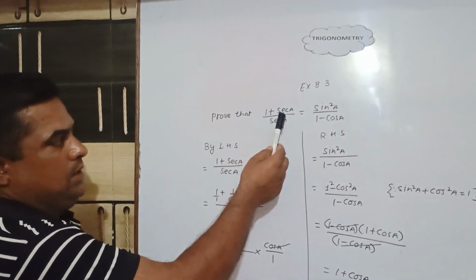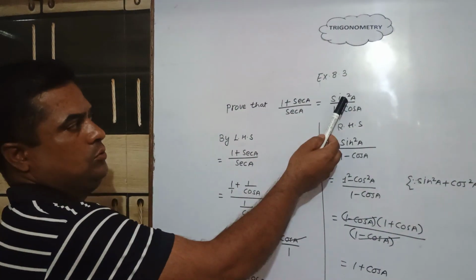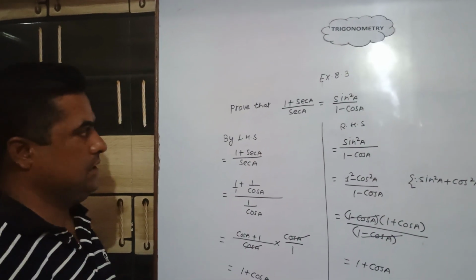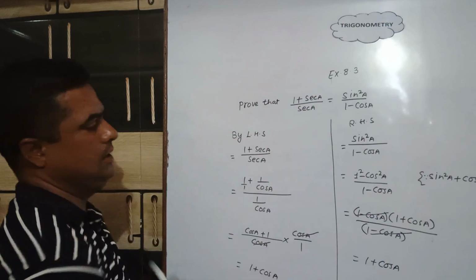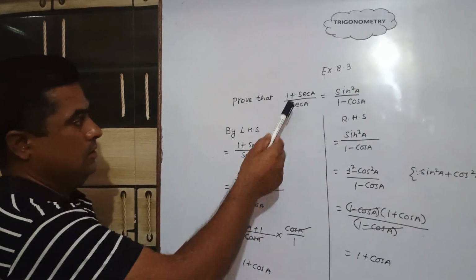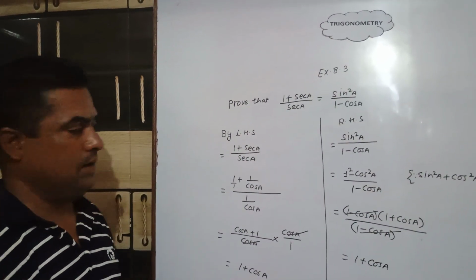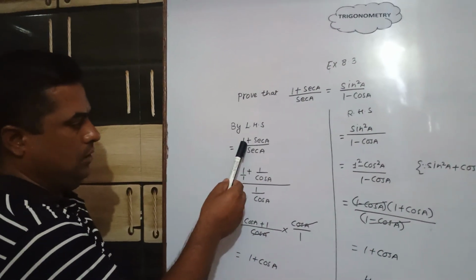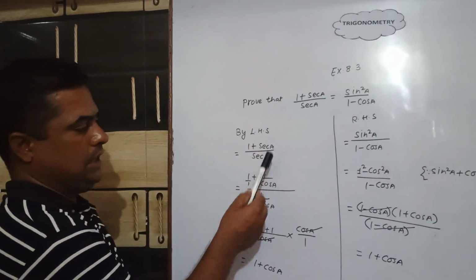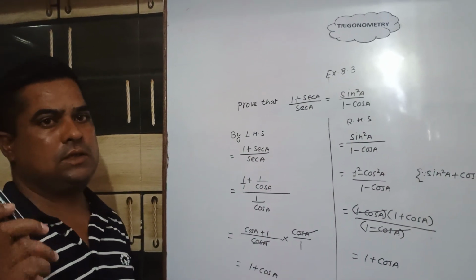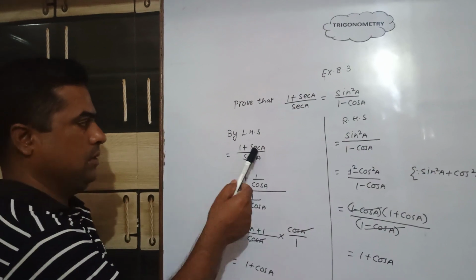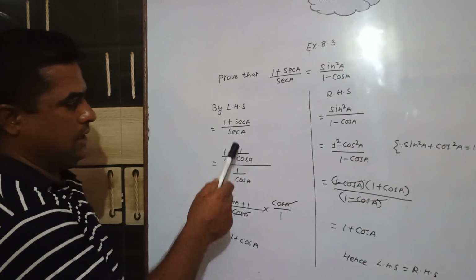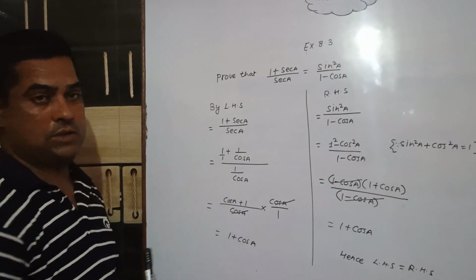Prove that 1 plus sec A upon sec A is equals to sin square A upon 1 minus cos A. Students, we will solve here both the sides. First of all, we are taking here left hand side. What's our left hand side? 1 plus sec A upon sec A. We will convert this sec in cos. We know that in the place of sec A we can write here 1 upon cos A because sec is reciprocal of cos. In the denominator we are putting the value of this sec, 1 upon cos A.